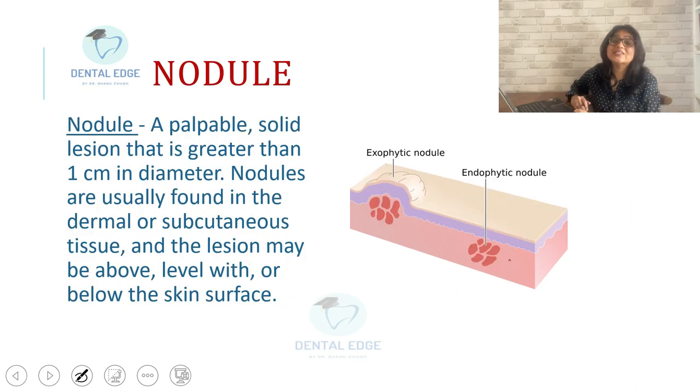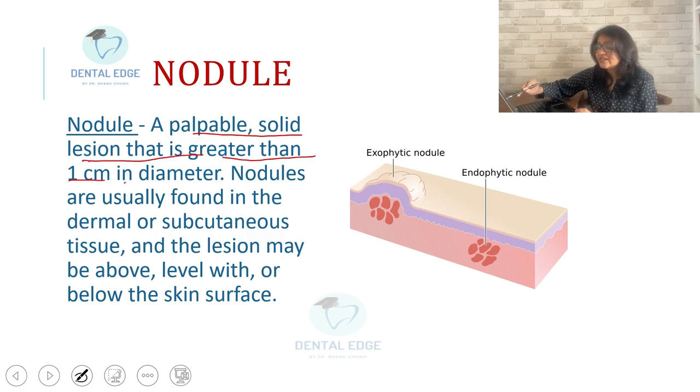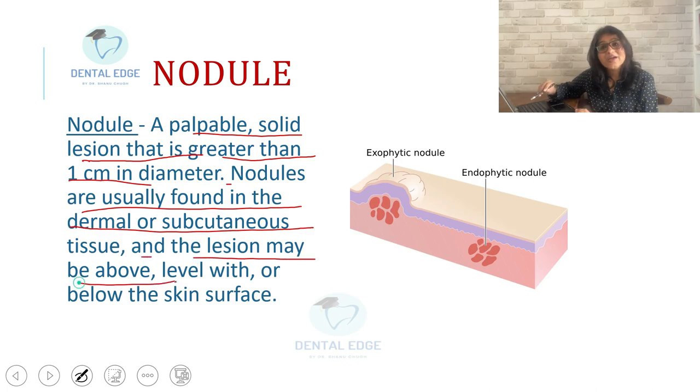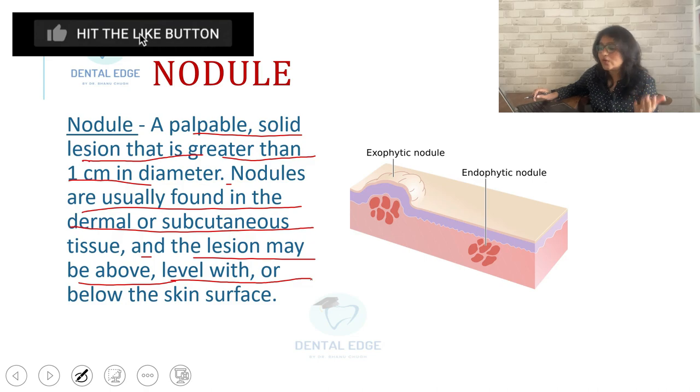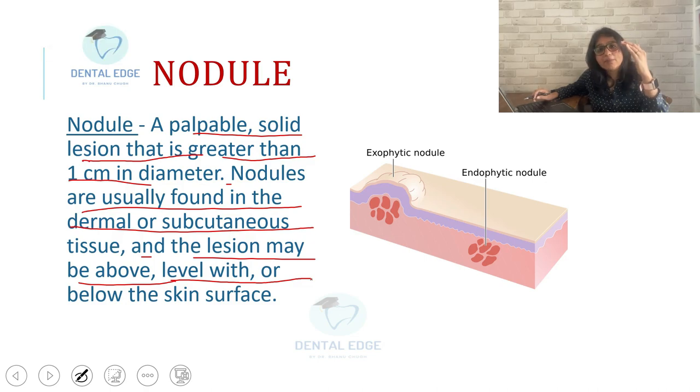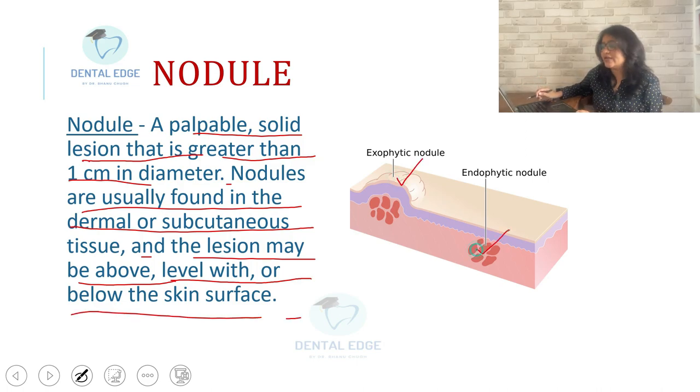Then what is a nodule? A palpable solid lesion that is greater than 1 centimeter in diameter, right? Nodules are usually found in dermal or subcutaneous tissue, and the lesion may be above, level with, or below the skin surface. So a palpable solid lesion that is greater than 1 centimeter in diameter, and it can be above, at level, or below the skin surface, right? So this is an exophytic nodule and this is an endophytic nodule.